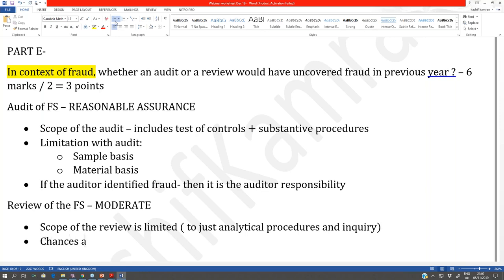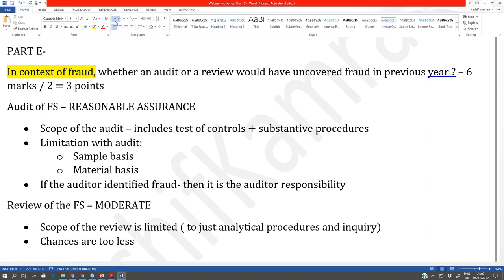The chances are too less because you are doing so less procedures in review. So in comparison, there is a chance you might detect a fraud in audit, but that's not 100%. But in a review, uncovering a fraud becomes more difficult, right?